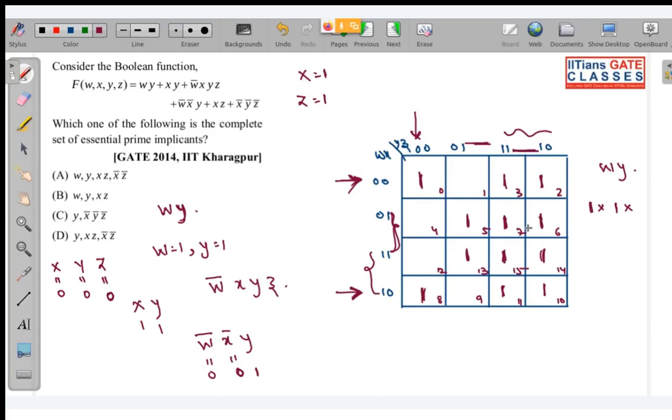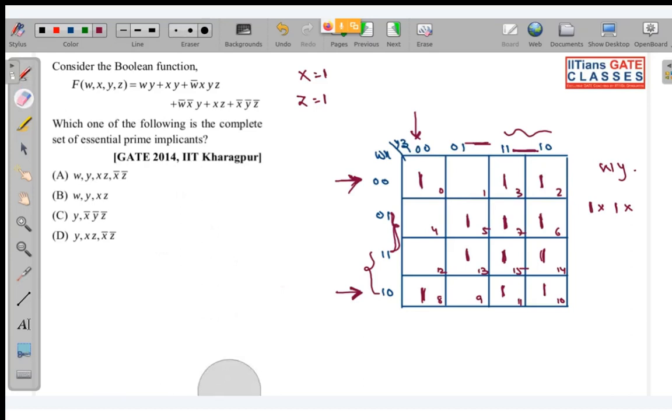Okay. So now tell me, what is the set of essential prime implicants over here? What is the set of essential prime implicants over here? Three. Means option, tell me. What is the option that you are getting? The question has options A, B, C, D. So which option are you getting, Shubham?